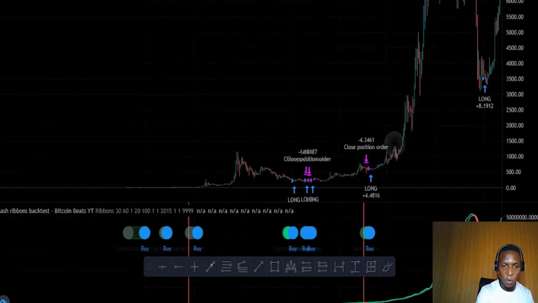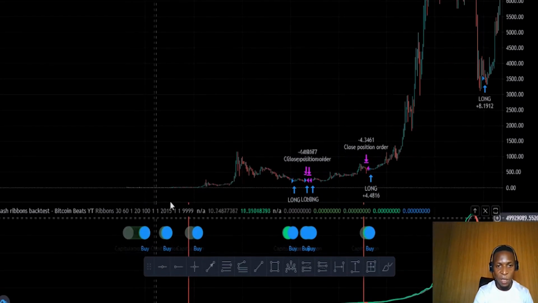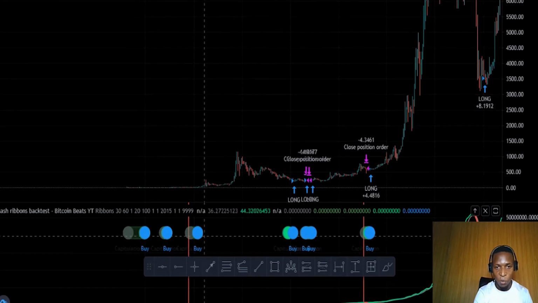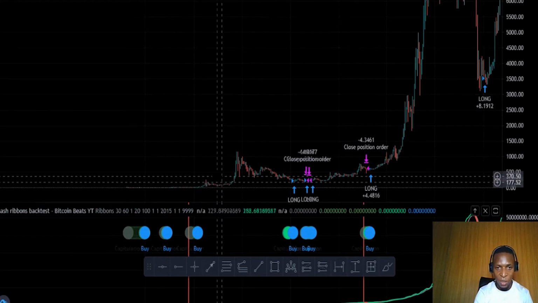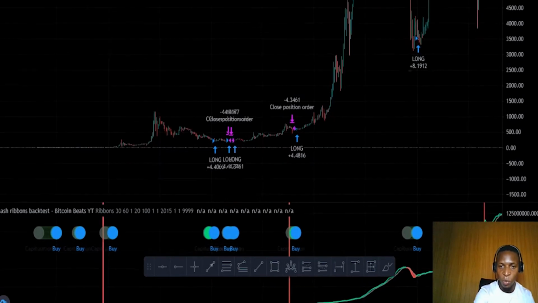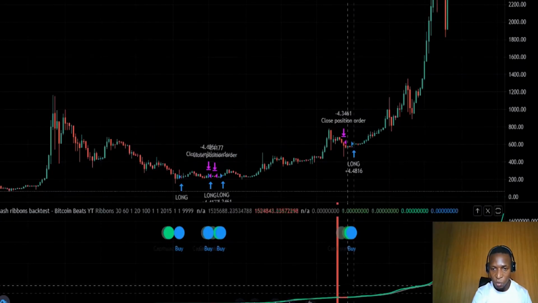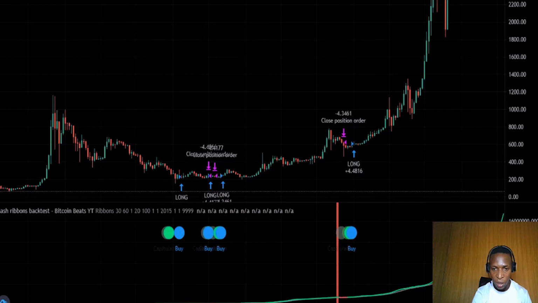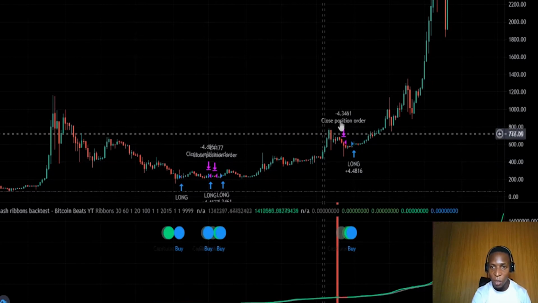You can see here that was 2012 when it occurred. It moved higher. When it occurred in 2013, it moved higher. Let's scroll to the previous bull run, the 2017 bull run that occurred after a major dump.